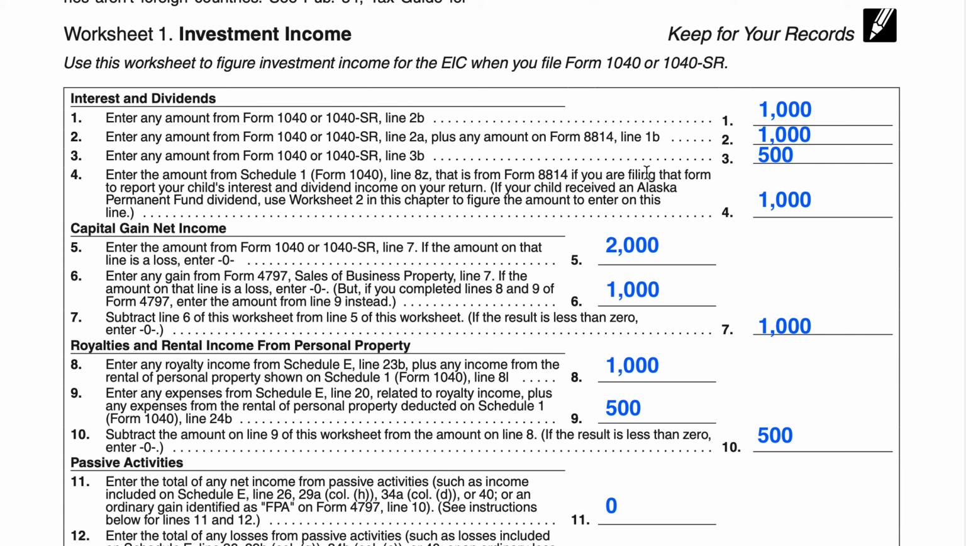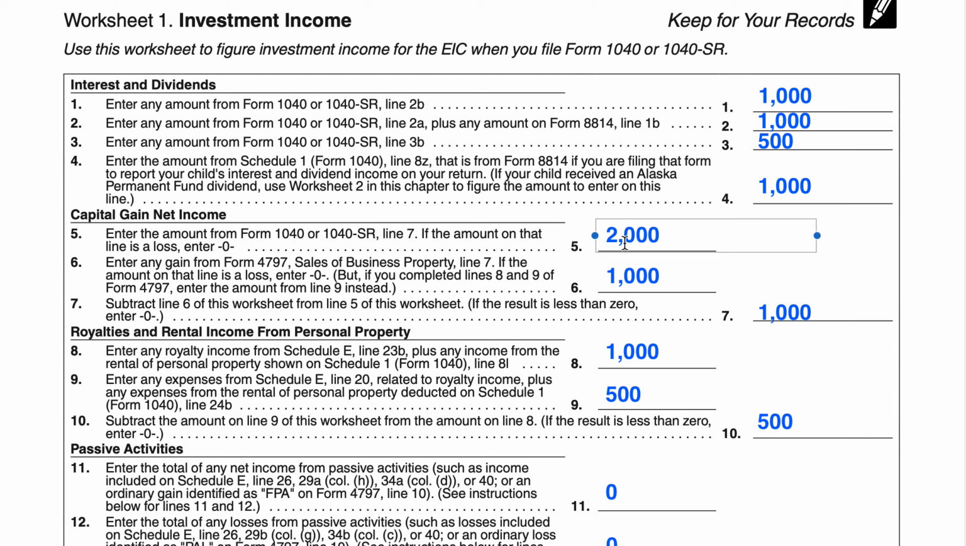Now we're going to go into capital gain net income. Line 5 requires you to input the line 7 amount from your Form 1040. Your line 7 amount is capital gains. If that amount is a capital loss, then you're going to enter 0. You can't put the capital loss in here and have that offset your other sources of income. So let's just say that that's a $2,000 capital gain that you incurred during the tax year.